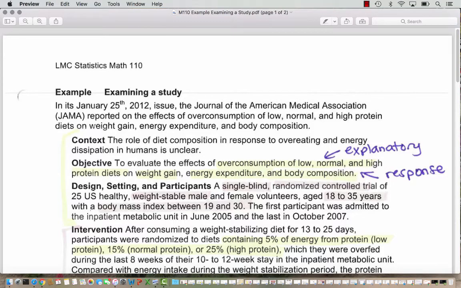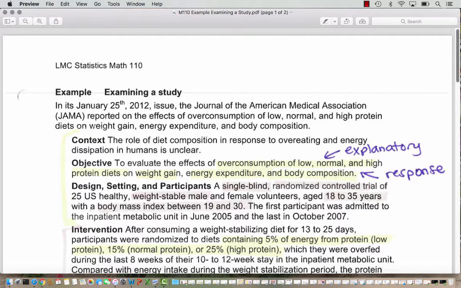In this example, we're going to look at a study from January 25th, 2012, published in the Journal of the American Medical Association, JAMA, and it's about the effects of overconsumption of low, normal, and high protein diets on weight gain, energy expenditure, and body composition. So you should read through the study in the PDF file and then come back and look at it. So take a minute and pause if you haven't read the study, and then you'll look more in depth with me.